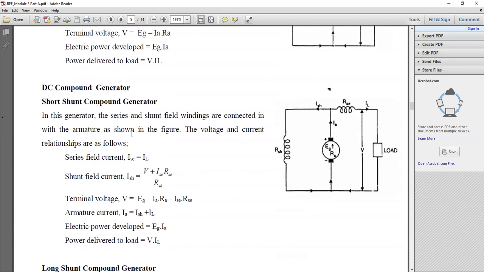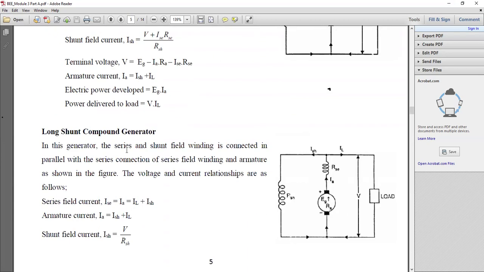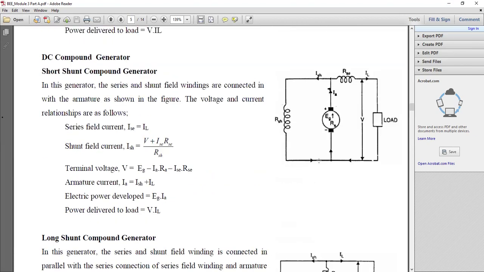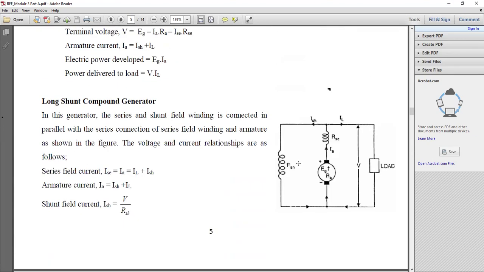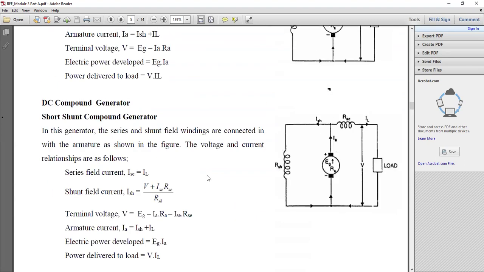So we discussed the short shunt compound generator as well. Here you can see the combination. The series field winding and armature are connected in series, and the shunt field is connected in parallel with that series combination. That is the combination; you can remember it. Okay, this is regarding the classification of DC generator.